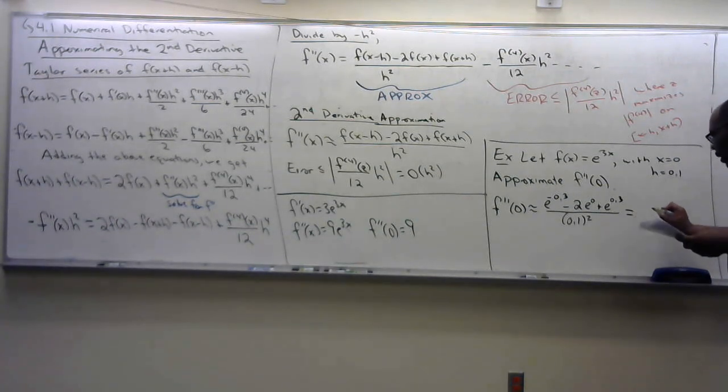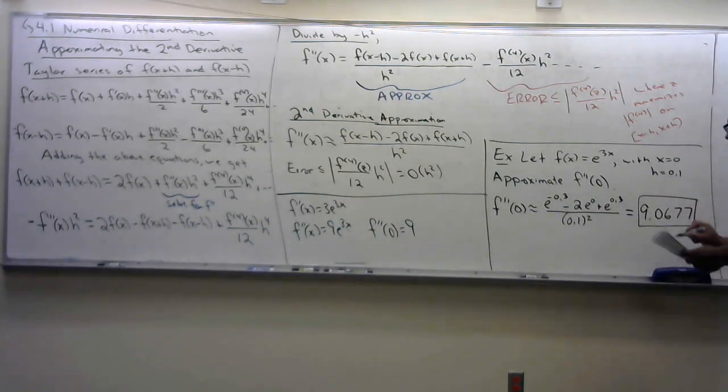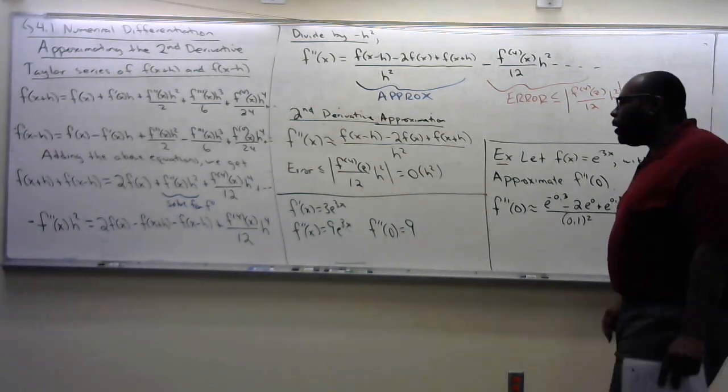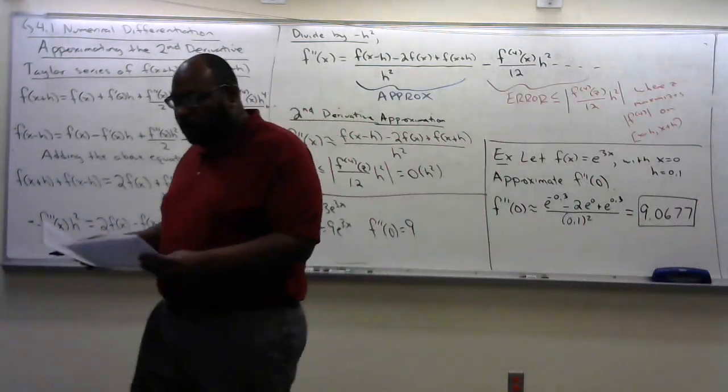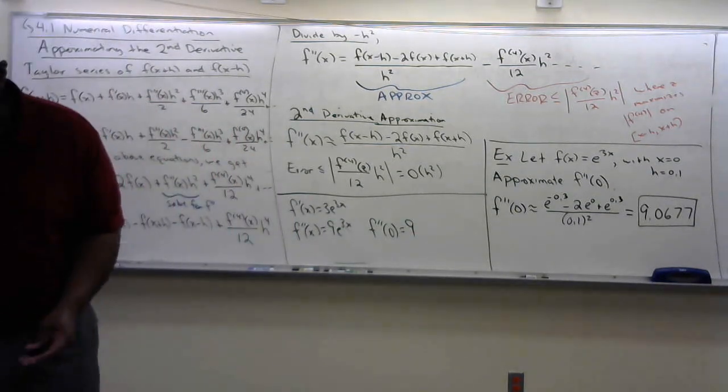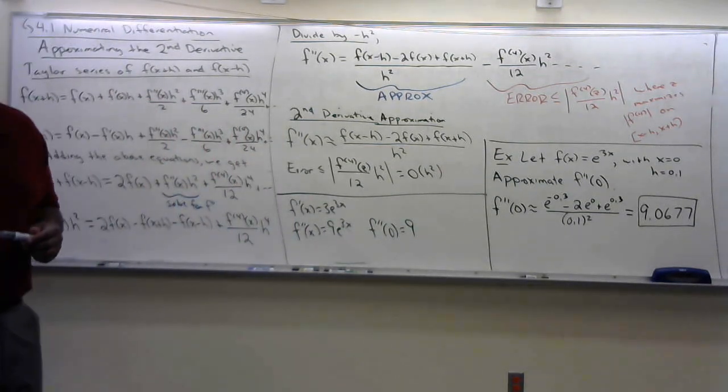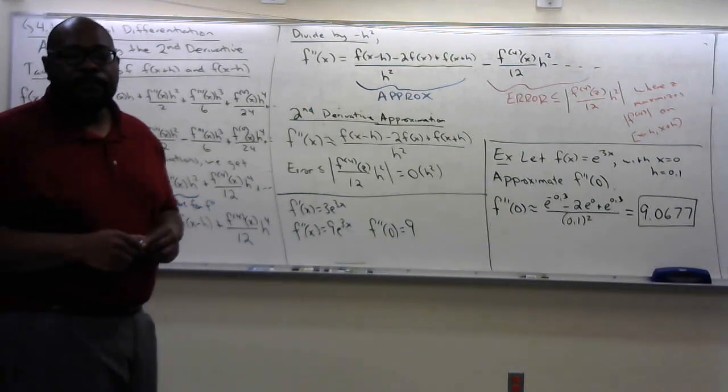And so now what do you end up with when you do this? I have 9.0677. Not a bad approximation. Not a bad approximation at all. So I'm pretty happy about that. And we are going to stop here. We're going to pick up with Richardson extrapolation, which will be our next talk in this section, in this chapter.